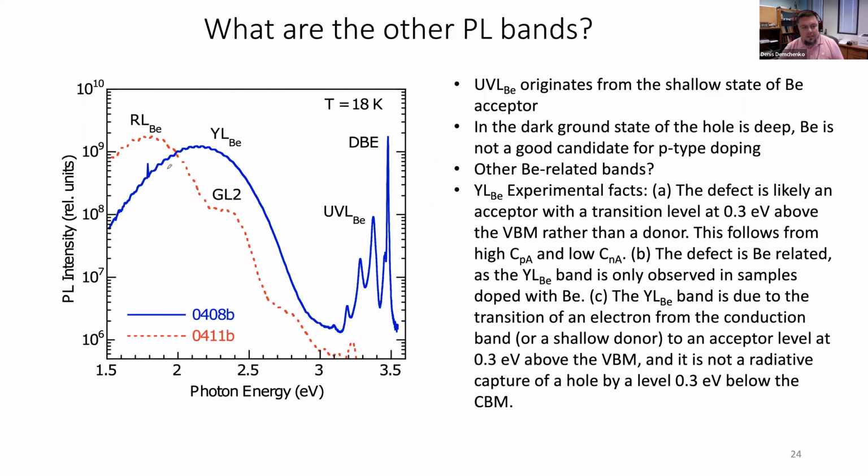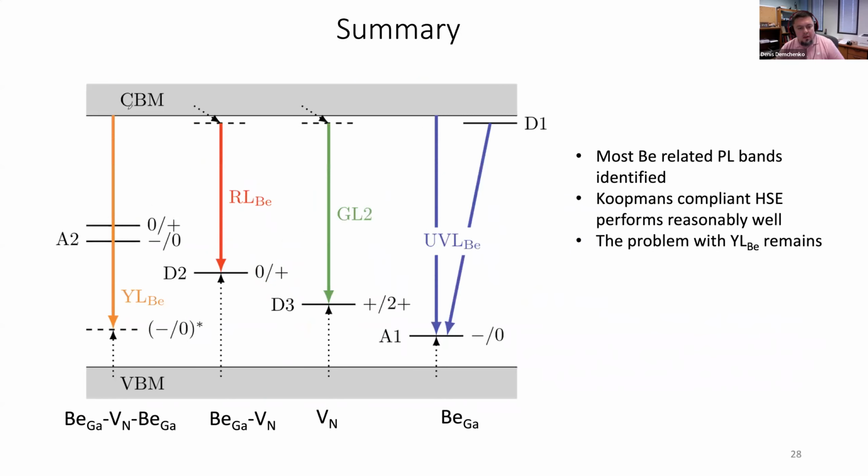And we found this red band, which comes from beryllium acceptor vacancy of nitrogen complex. Vacancy of nitrogen is a donor, beryllium acceptor is an acceptor, so they attract each other, form a stable complex, and that creates red photoluminescence.